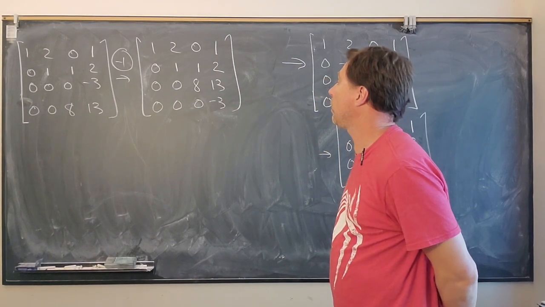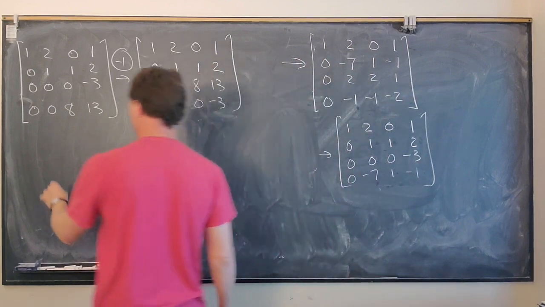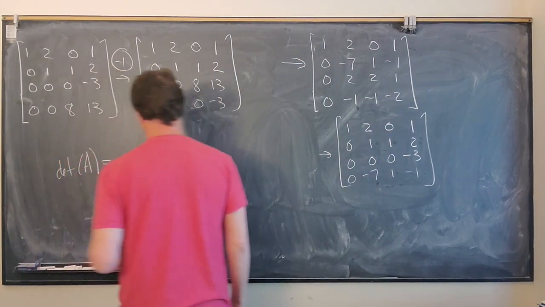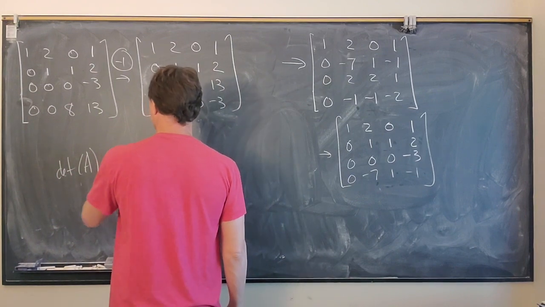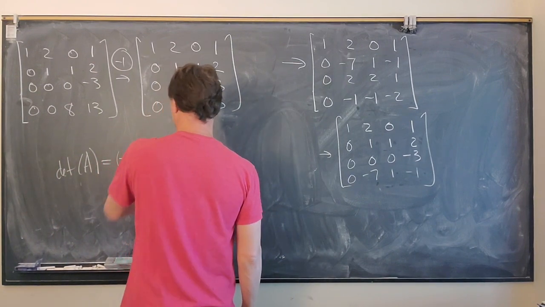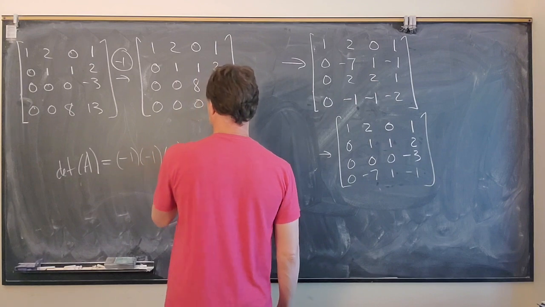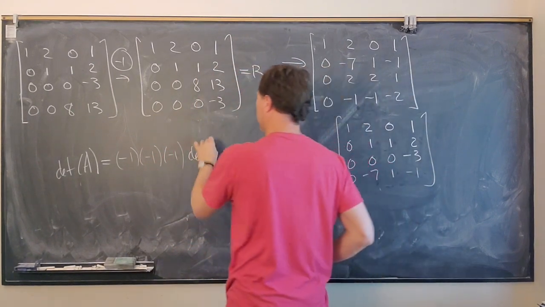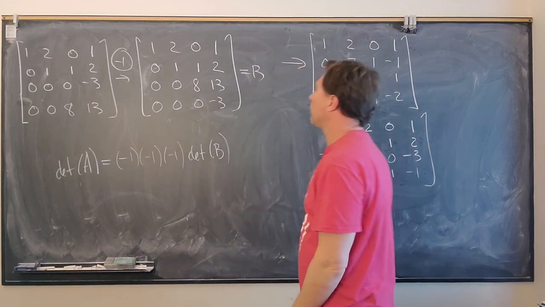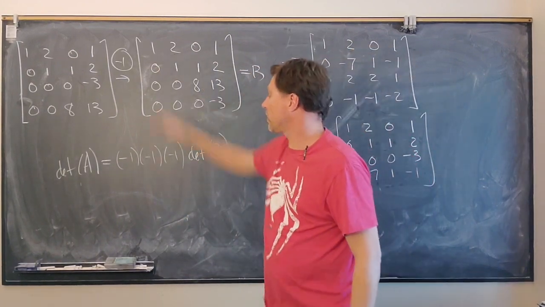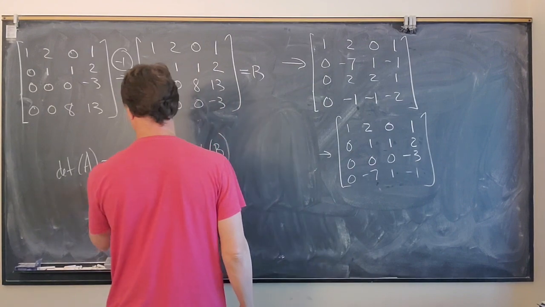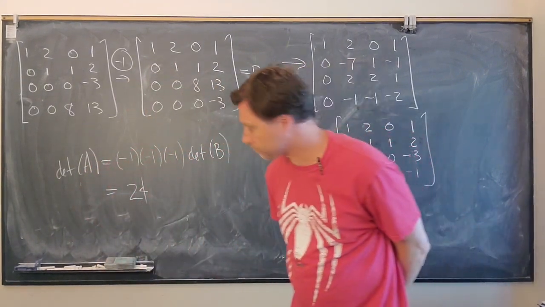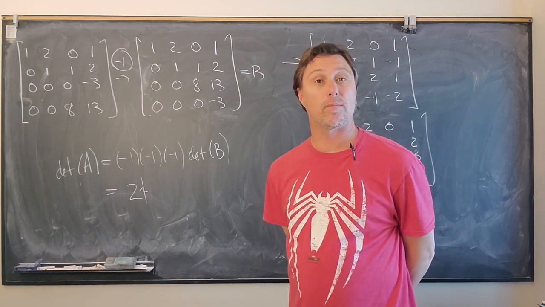So, now what's the determinant? Well, the determinant of A is equal to minus 1 times minus 1 times minus 1 times the determinant of this, let's call this matrix B, times the determinant of B. And what is the determinant of B? Well, it's negative 24. So this will be positive 24. So that's it, right?